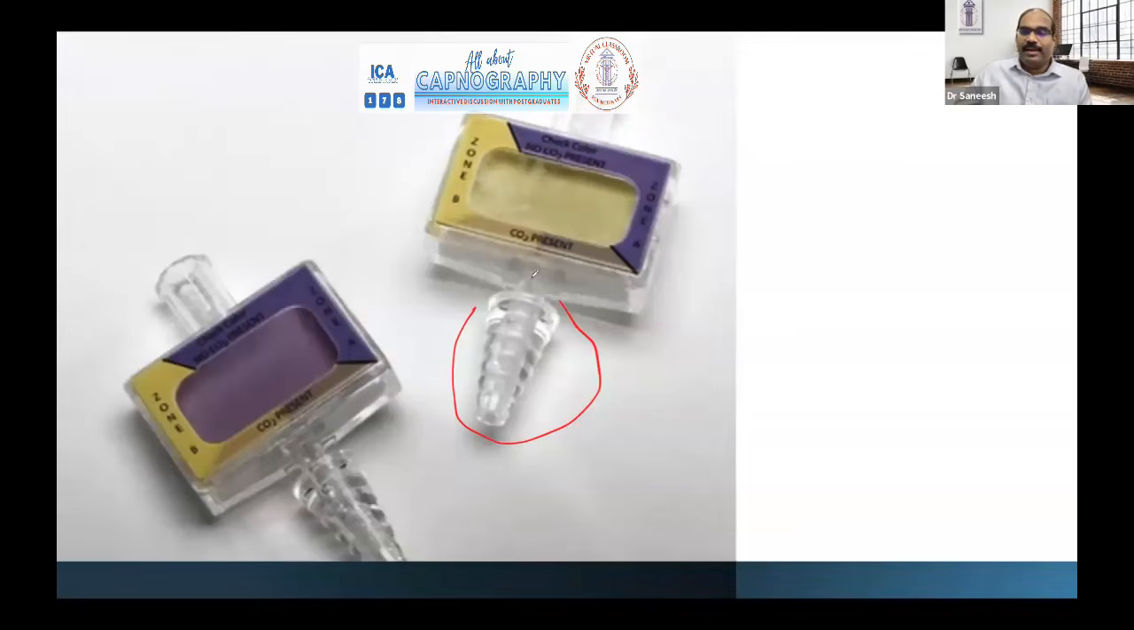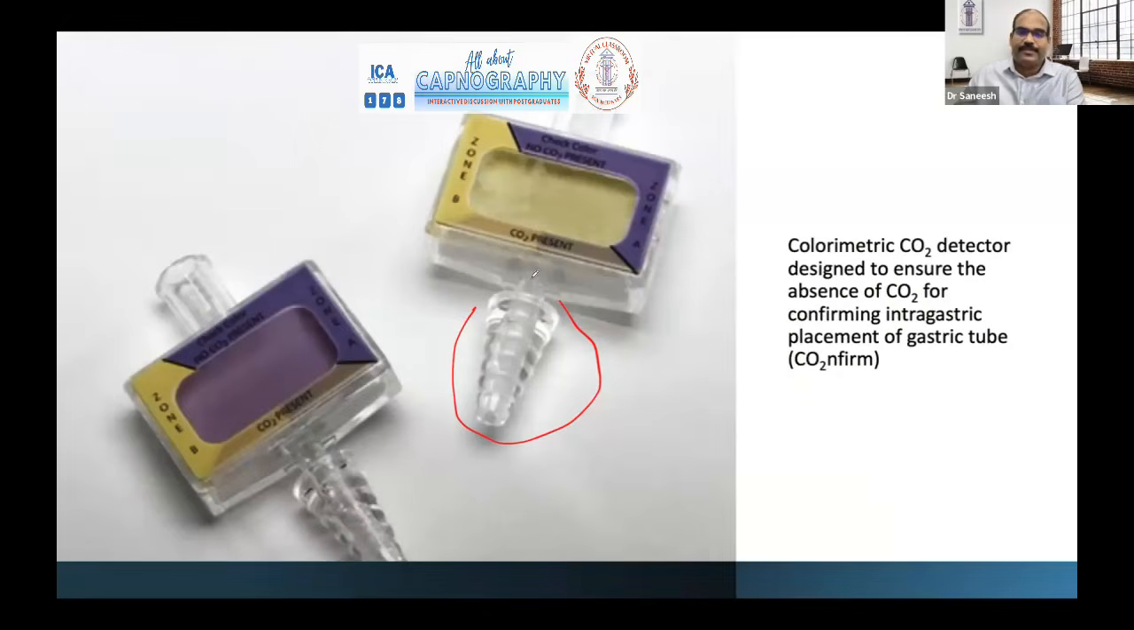So every time you put a Ryle's tube, a nasogastric tube for feeding, especially in sick patients, your auscultation may not always be confirmatory. So this is one method to check whether CO2 is coming out through the tube. This connector is actually tailor-made for Ryle's tubes. This is just for information.